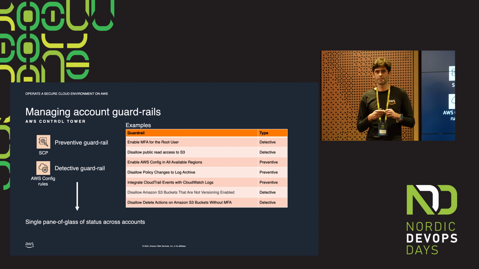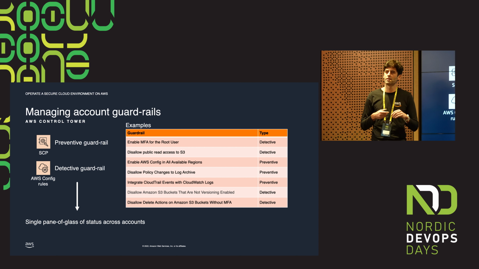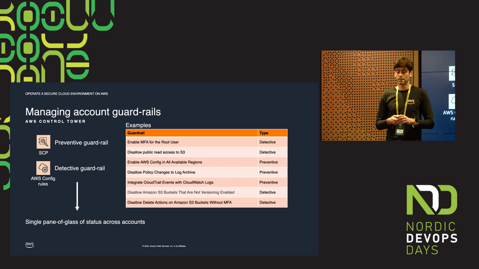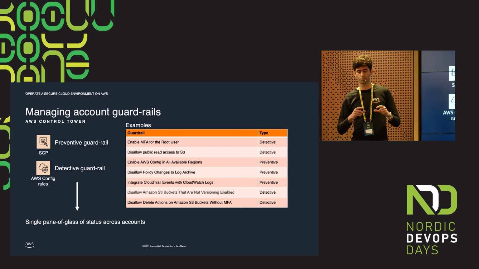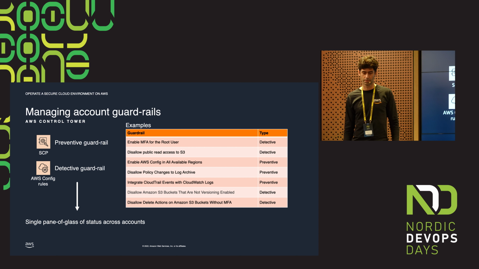Think about something like the CIS benchmark, which was already mentioned in our keynote talk. You might want to know how well you are doing against the benchmark, but not necessarily limit what people can do, because in some cases, maybe you need unencrypted S3 objects. So in that case, you can use Config rules, again deployed from Control Tower. These rules are constantly monitored, and you get a single pane of glass that will tell you how compliant you are to the rules that you yourself set across all your accounts. So a very simple way to manage multiple AWS accounts.